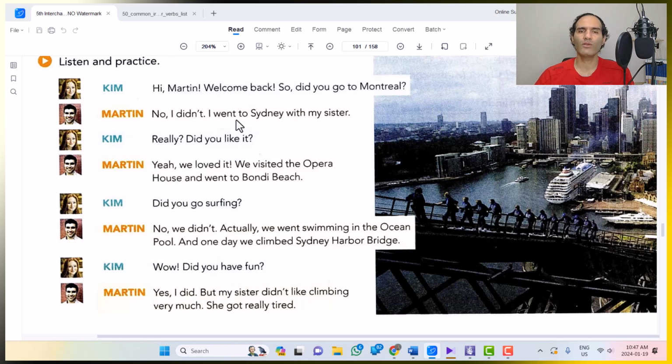Could you make a yes, no question? Did you go to Sydney with your sister? And a question for Sydney: Where did you go? And a question for sister: Who did you go with? Remember, from unit 10 of the book, we had all these questions. It was in simple present. Now here it is in simple past. So first a yes, no question, and then the WH word in the beginning. Where did you go? Who did you go with?